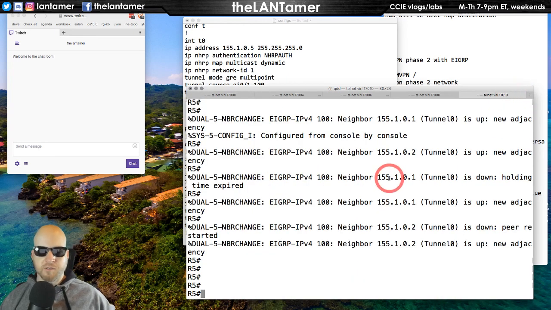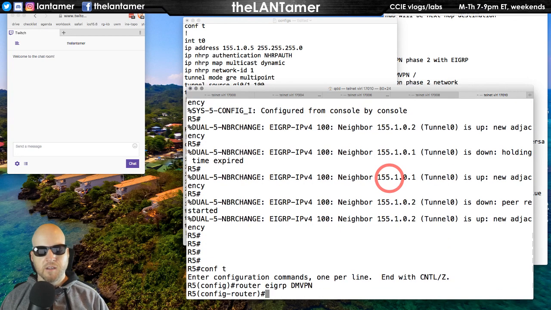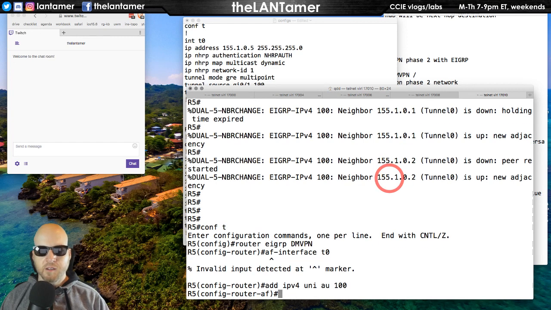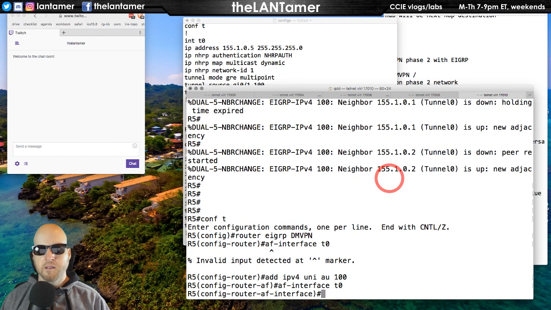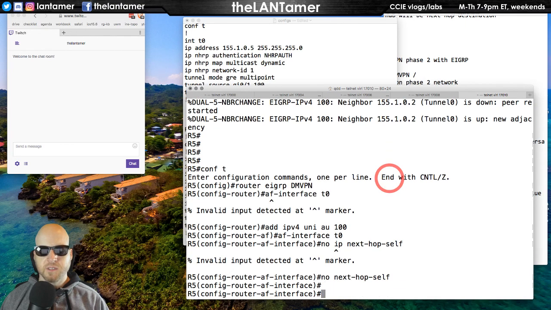It's dynamic. So the way we do that is router EIGRP DMVPN, AF interface T0. I think we put it under the tunnel. Yeah. No IP next hop self. It's not IP. We're already in IP mode, right? No next hop self. There we go.